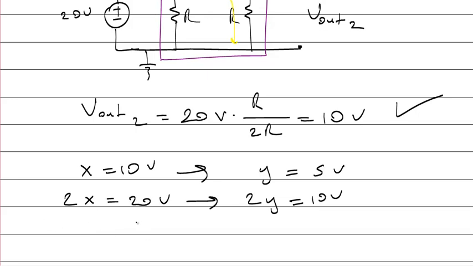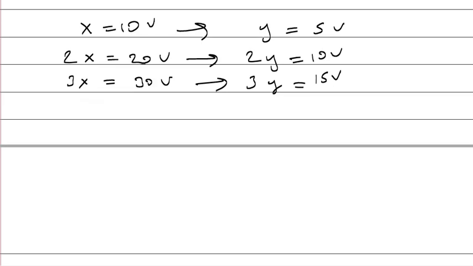Question: if you apply 30 volts as an input, what should be the output? Without analyzing that system, please answer the question. If I apply 10, I get 5. If I apply 20, I get 10. If I apply 30, the system is linear, so because 30 volts is 3x, the output should be 3y. Okay? Good.